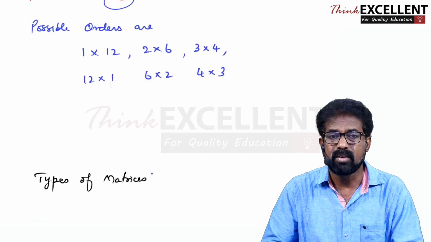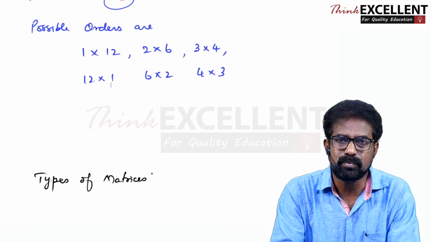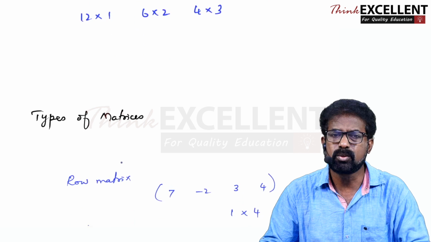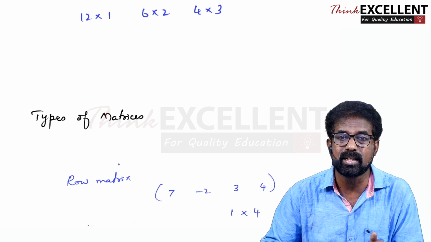12. Now, there are different types of matrices. Let us see one by one. First one is row matrix. In the name itself it is there. You can understand very easily.